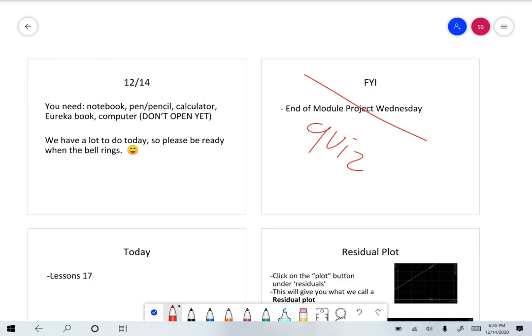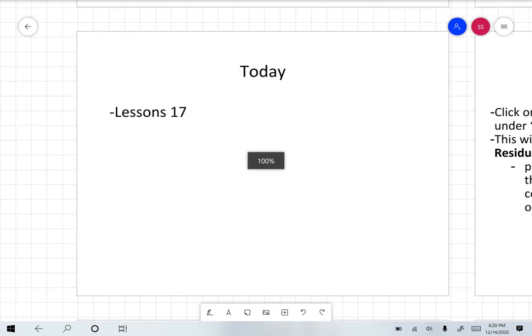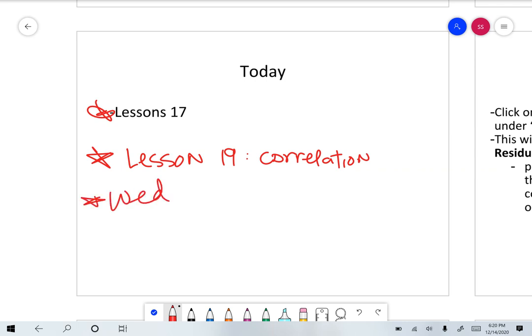So here's kind of the plan for this week. I meant to write this down, but obviously I forgot. Today we're going to be doing lesson 17 in module 2. Tomorrow's lesson is going to be lesson 19, which is going to be talking about this fancy word we call correlation, which you may have heard of before. And then Wednesday is going to be the quiz.